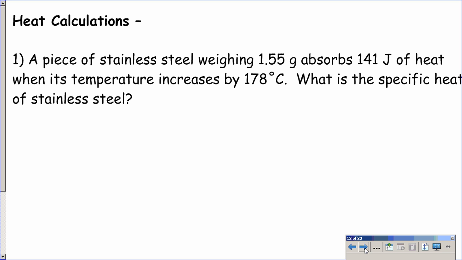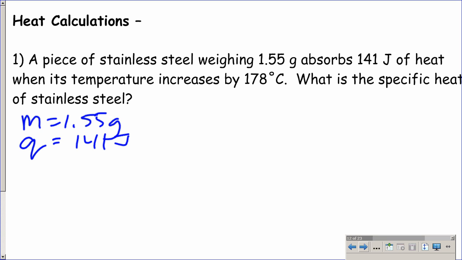1.55. Okay, what variable is that? You're right, but what variable? Mass, thank you. Mass is 1.55 grams. You have to identify it because just writing 1.55 grams is not going to scream to me the formula I use, right? So a piece of stainless steel weighing 1.55 grams absorbs 141 joules of heat. What does that mean? Q is positive, it's endothermic, so it's absorbing. So positive 141 joules.